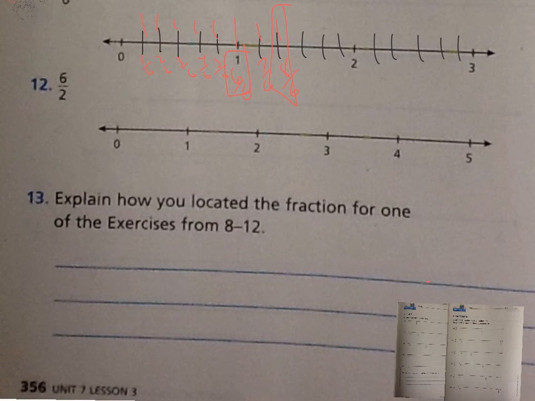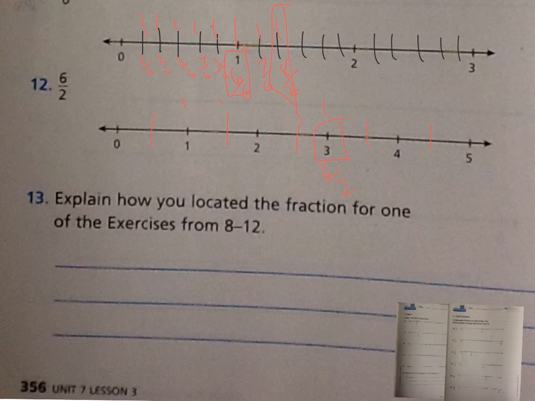Okay, 6/2. 6 halves. This is an easy one too. You just split everything into twos. So what would 6 of them be? 1, 2, 3, 4, 5, 6. So 6 halves would really equal 3, because 6 divided by 2 is 3.